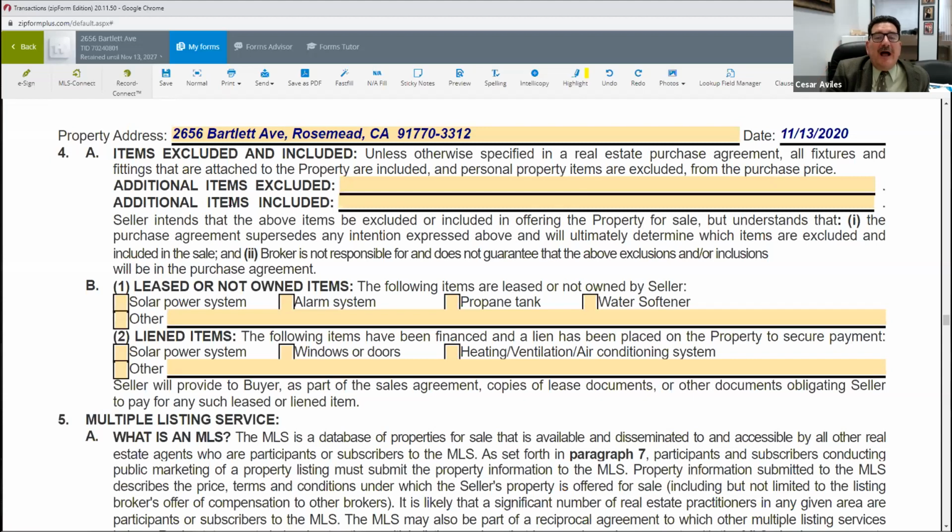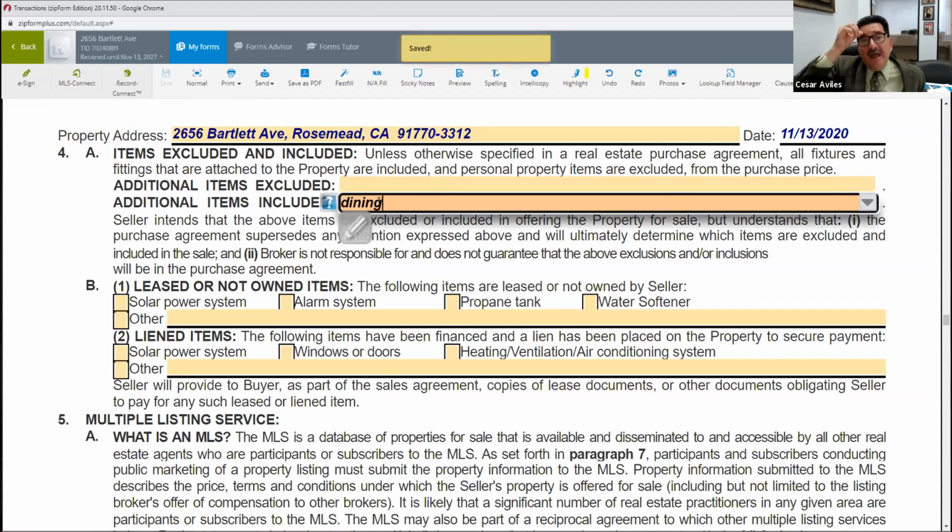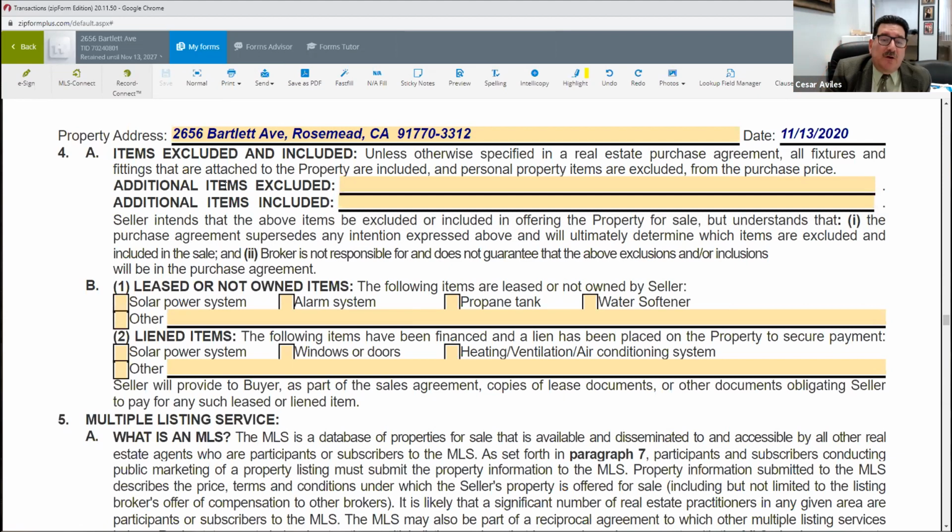Now, additional items that are included. If you wanted to say, hey, the dining table is too heavy, I'm not going to take it with me. It was built inside the dining room. The dining table cannot get out of this house. It's humongous. We built in this china set, cannot get it out. It's bigger than the doors. So you can include it in the sales price. Put it in there. It's up to you, whatever you want to include.